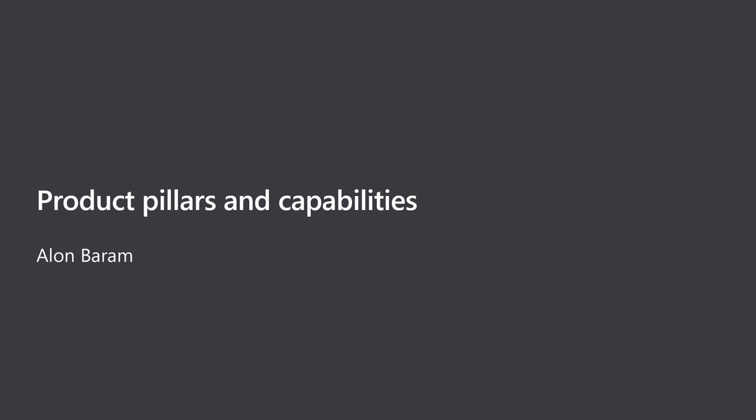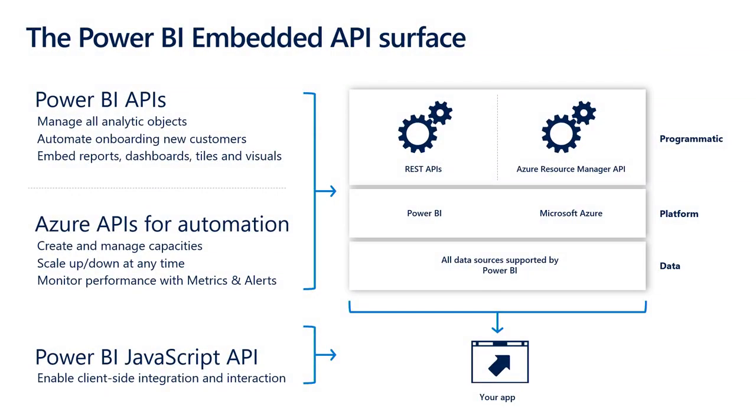Okay, I'll drill down a little bit into product pillars and capabilities, and show you how to start quick. So what is Power BI Embedded actually? Power BI Embedded is actually a set of APIs. Power BI API, which are REST APIs, Azure APIs, and the Power BI JavaScript API on top of two platforms. One is Power BI, and the other is Azure. And all of this is connected to all the data sources supported by Power BI, so we enjoy the hundreds of data sources that Power BI enjoys, and your application.